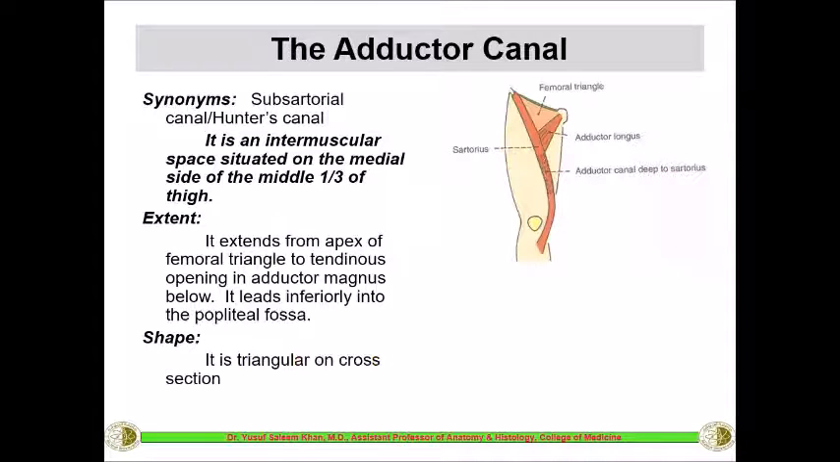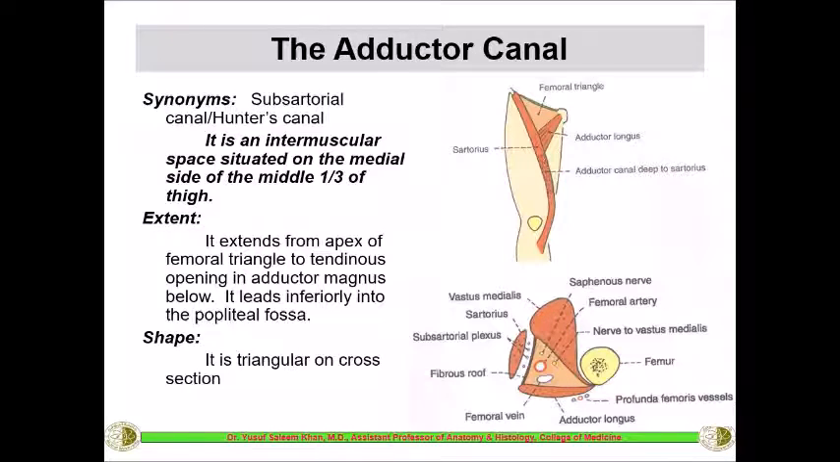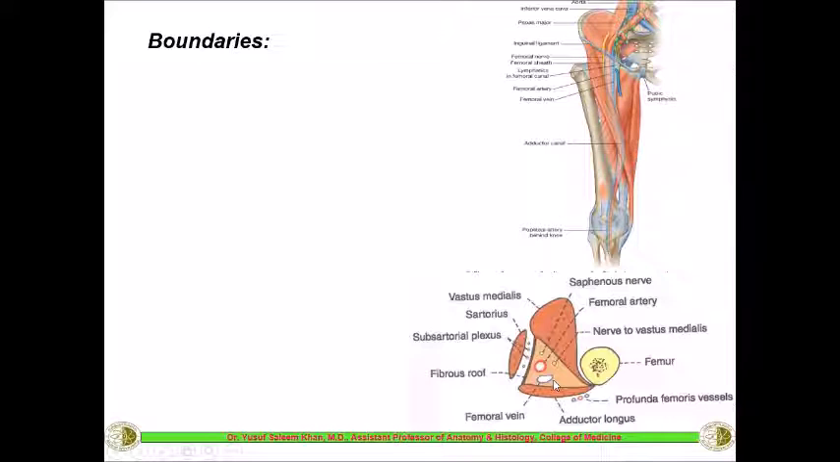The shape is almost triangular when you take a cross section. So this is how it looks. If you take a cross section of this part, then you can see this is how the adductor canal will look. So what are the boundaries? Because it is a triangle, it should have 3 boundaries.